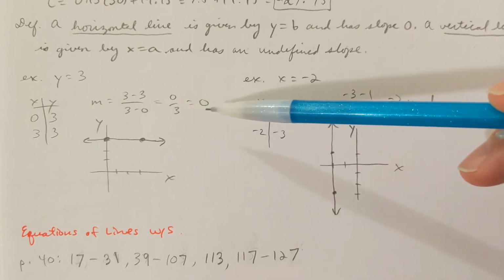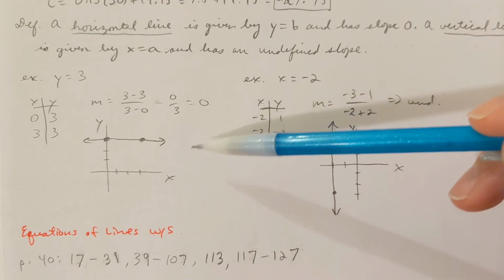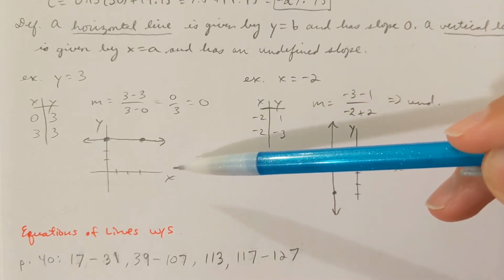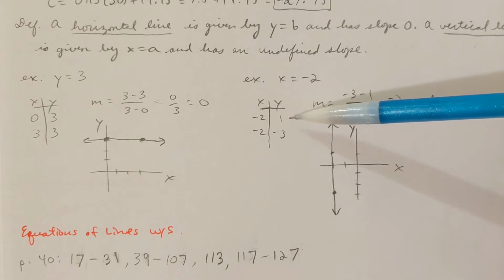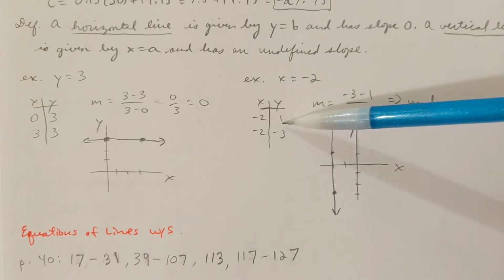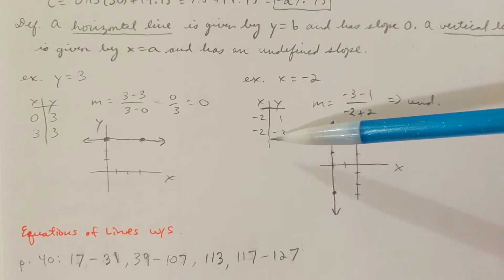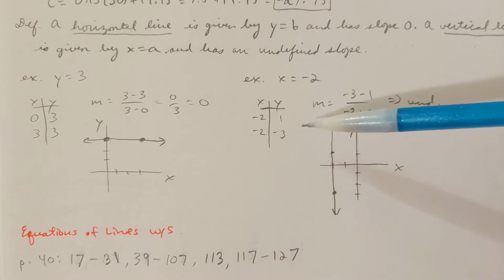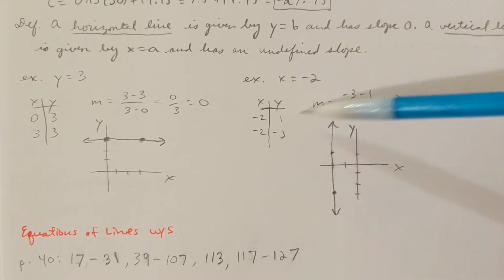Now this horizontal line has a slope of 0, which means that it's neither increasing nor decreasing. Now x equals negative 2. If y is negative 1, x is negative 2. If y is 1, x is negative 2. If y is negative 3, x is negative 2. If y is negative 4, x is negative 2. If y is anything, x is always negative 2.